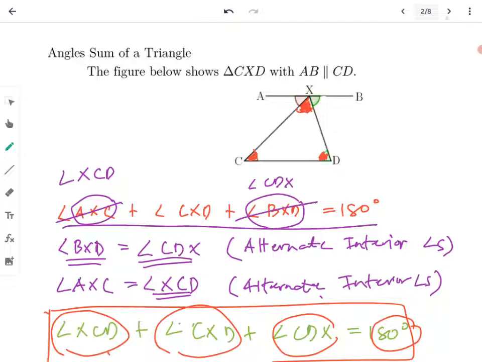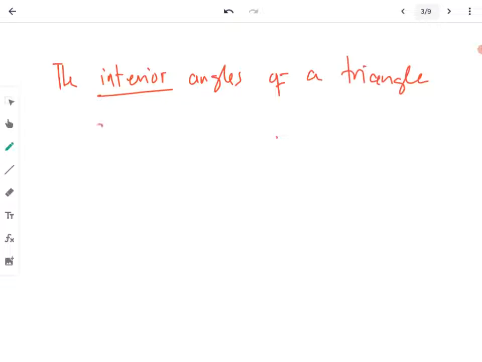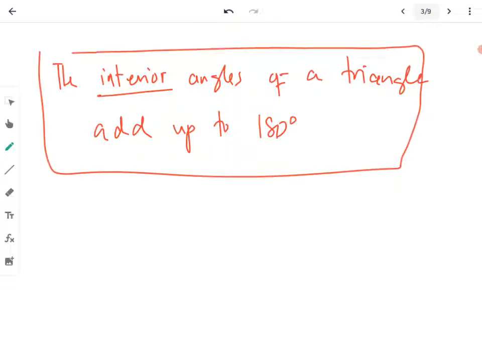So let's write that in words. The interior, meaning inside angles, of a triangle add up to 180 degrees. The importance of this is that it allows us to make an equation, which will be our basis to find the unknown angle. So let's try to show some examples.